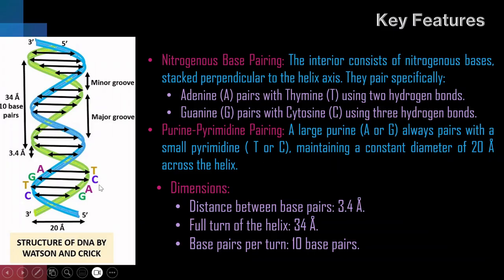So the diameter of a helix will be 20 angstrom. And the distance between two base pairs is 3.4 angstrom. The full turn of a helix like this, from here to here, is 34 angstrom. And the full turn consists of 10 base pairs.